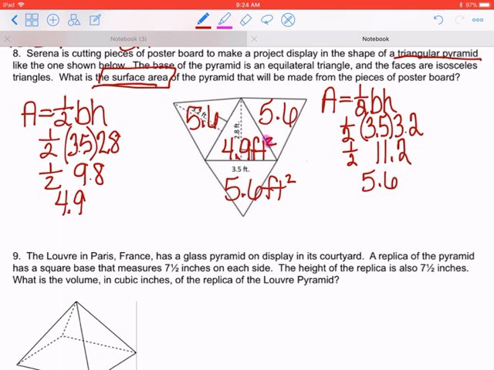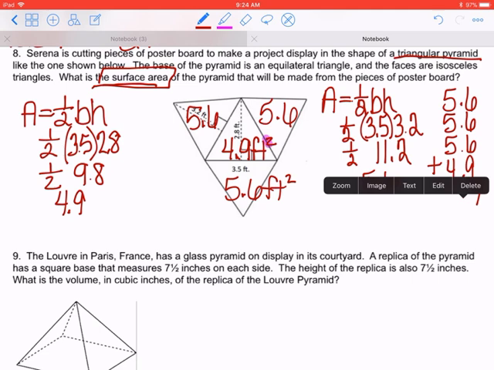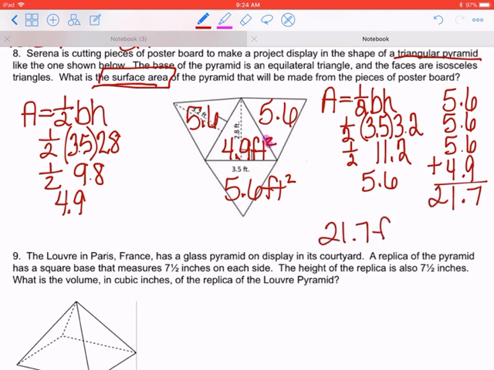Now my last step is to add them all together. 5.6, we have 3 of those, and then we have the base of 4.9. Notice that all of my decimal points are lined up. And I should end up with 21.7 feet squared.